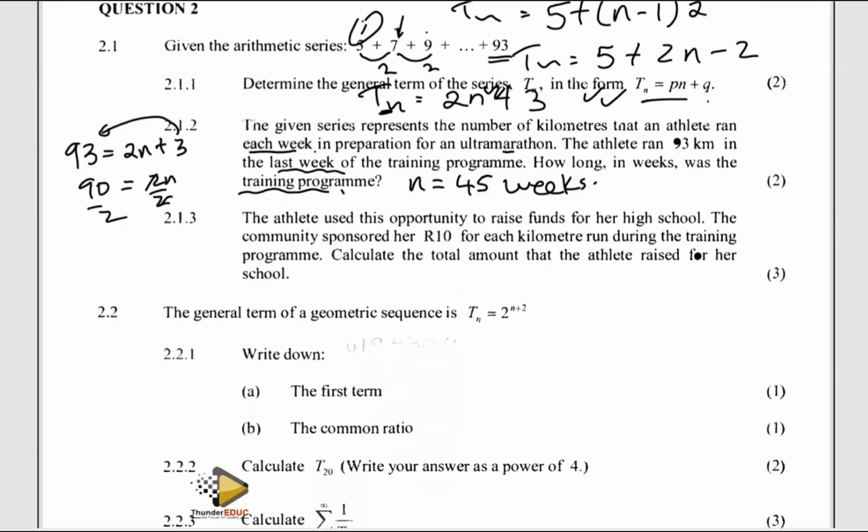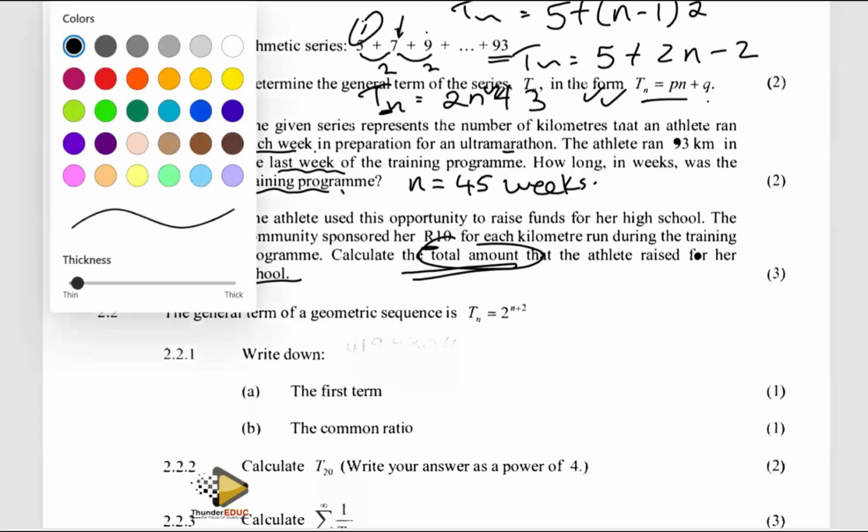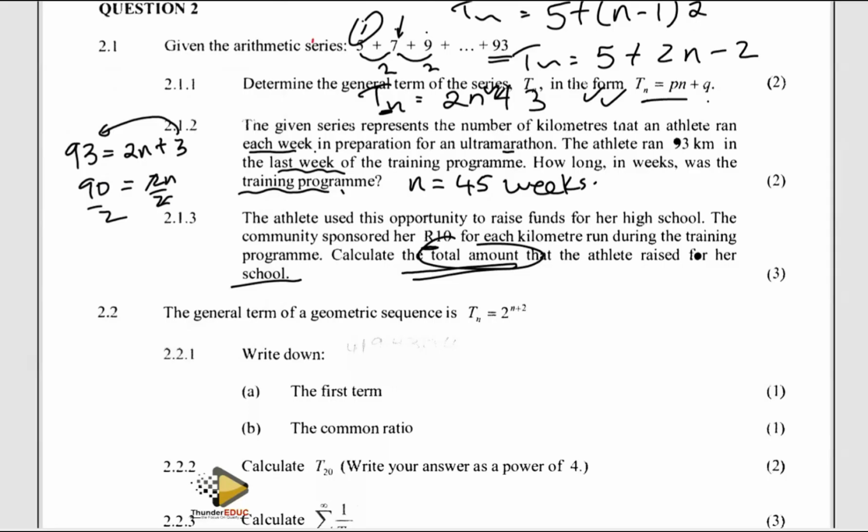And then 2.1.3, the athlete used this opportunity to raise funds for the high school. And then the community sponsored her with 10 rand for each kilometer this person ran during the training program. Calculate the total amount. So when they ask for the total amount, then we're looking at the sum of all these kilometers together. Okay, so you're going to use the sum of an arithmetic series. So there are two ways to do this. Since I already have my last term, I could use that approach.